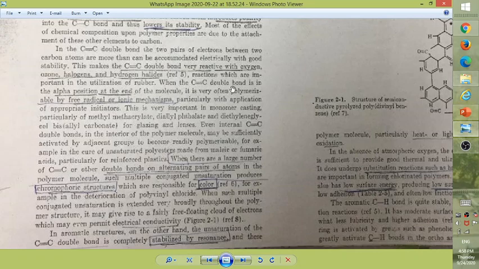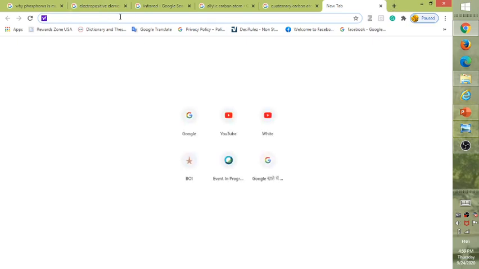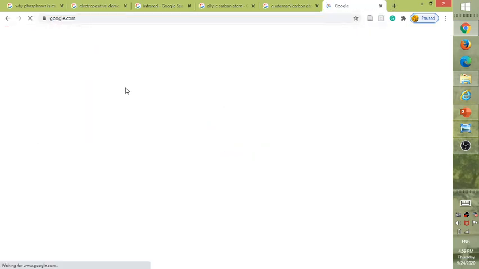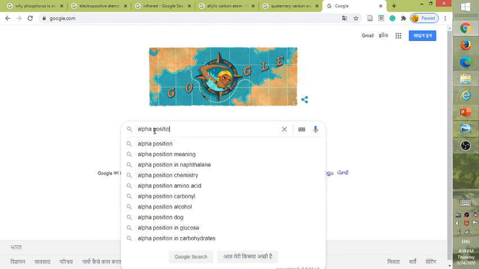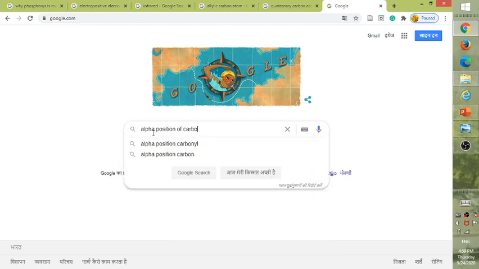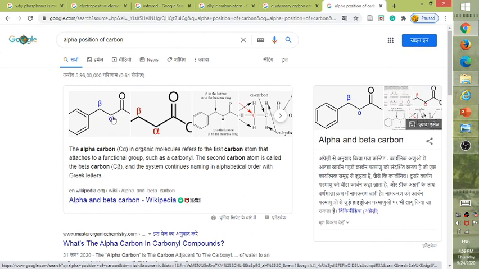When the C=C bond is in the alpha position, which is the alpha position? The carbon next to the functional group is the alpha position. So let us see alpha position. So this is the functional group. So the carbon next to the functional group is alpha position carbon, and next to it is beta, and so on. Okay.